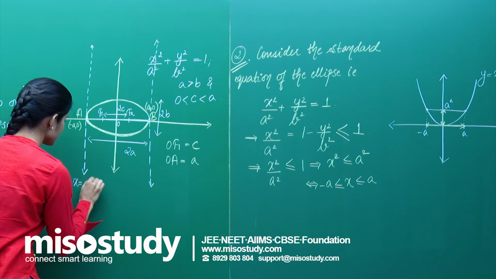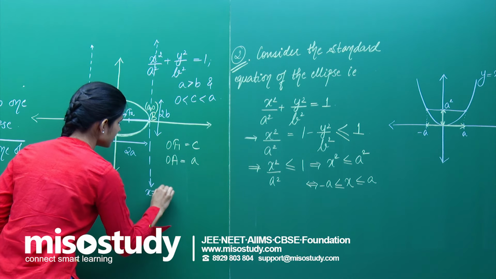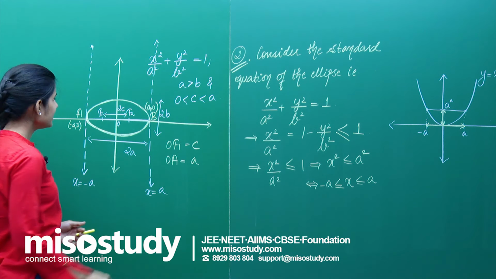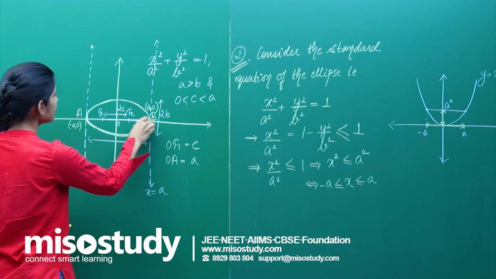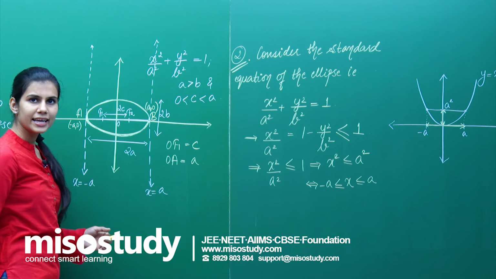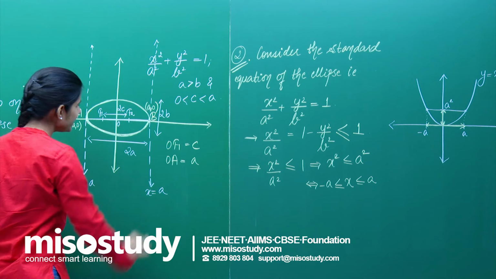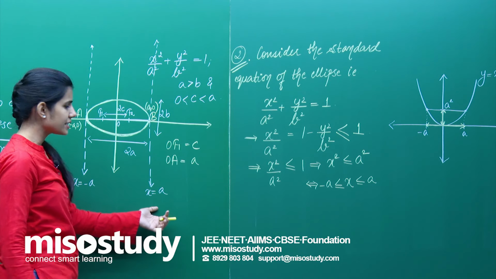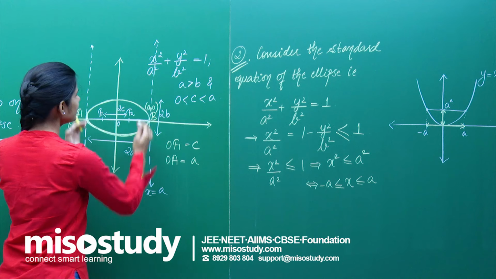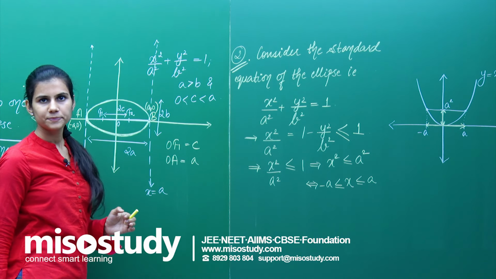This is x equals minus a and this is x equals a. I can say if the x coordinate of all the points is coming from minus a to a, minus a included, that means this entire ellipse is lying between these two lines x equals minus a and x equals a. It is between these two lines that this ellipse is packed, right?